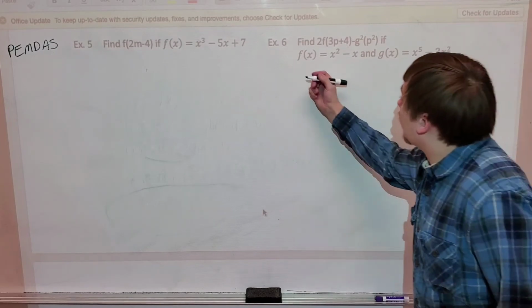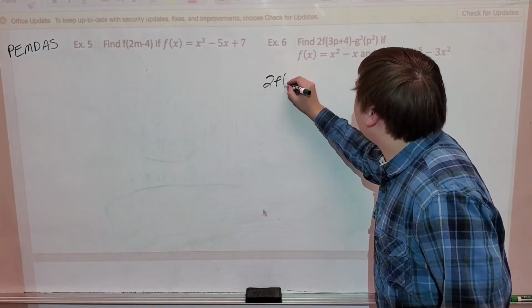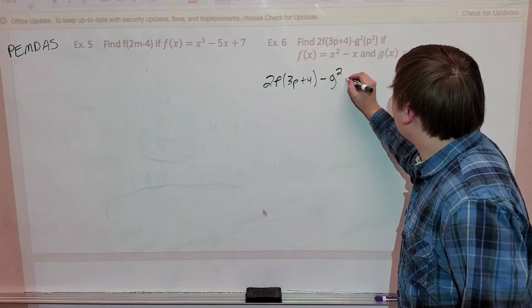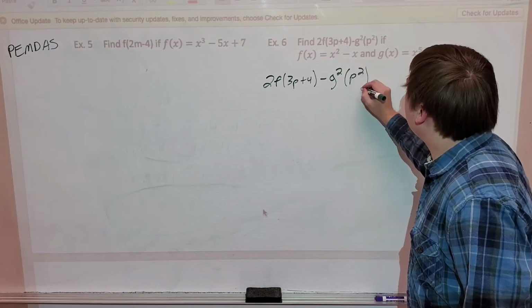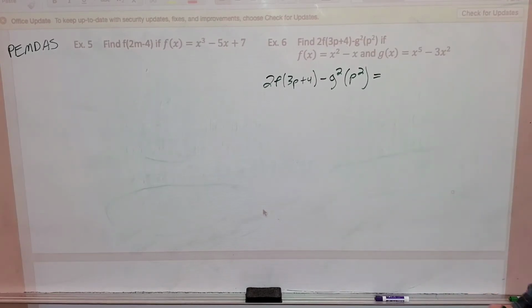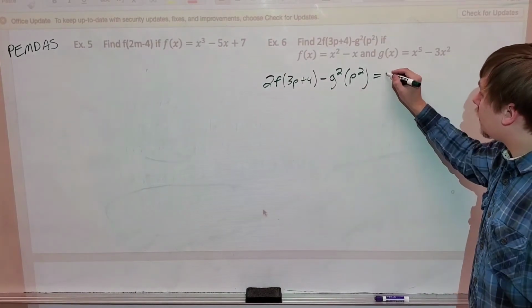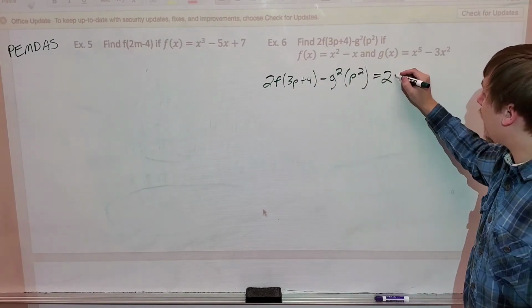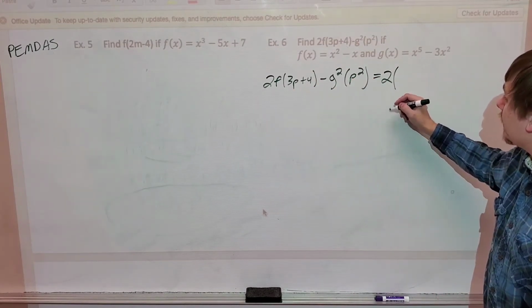Okay, so we have 2f, and then inside of f, 3p plus 4 minus g. We got to square that, and we're going to plug in a p squared to it. And we have our two functions. So first we have 2, and then we need f. F is right here, x squared minus x. So put those in parentheses.